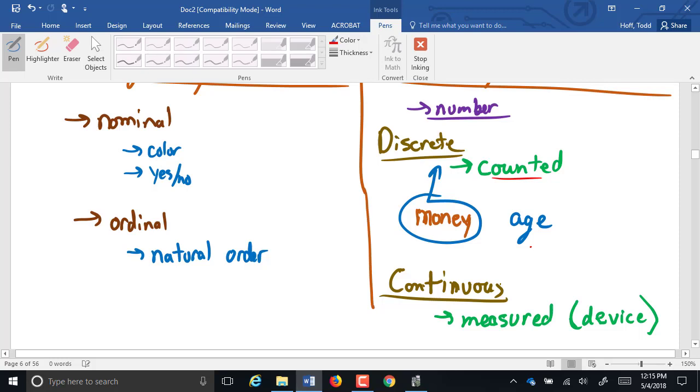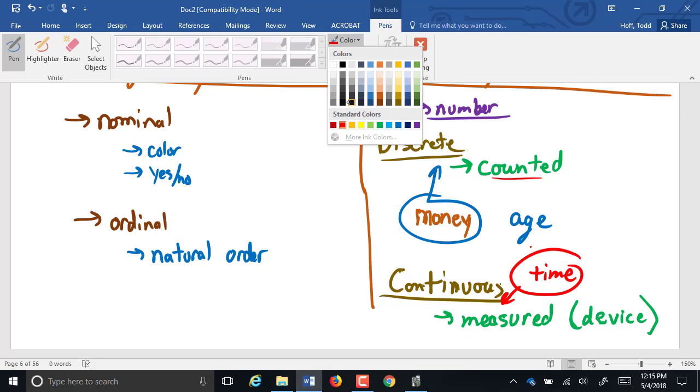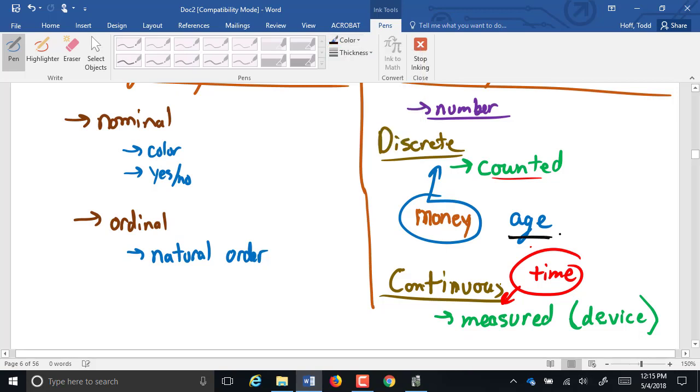For the most part, time is continuous, because time is only limited by where you round it off. You could measure out to a millionth of a second if you had a precise enough device. Age can be limited. Like I said, you can measure it out to a hundredth or millionth of a second, but usually age is counted in years. So even though it is a time, we generally consider it to be discrete.